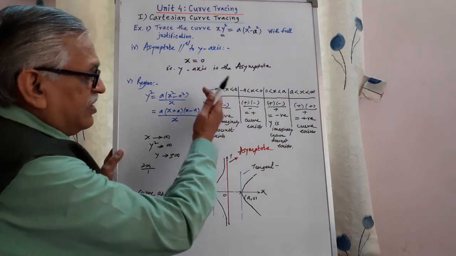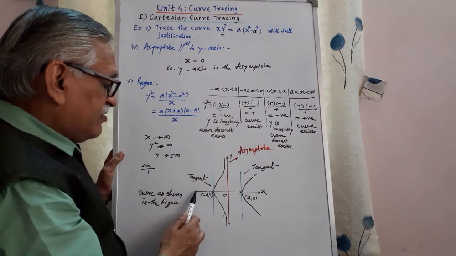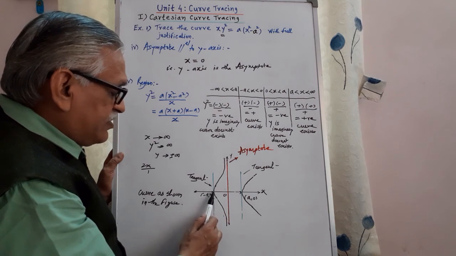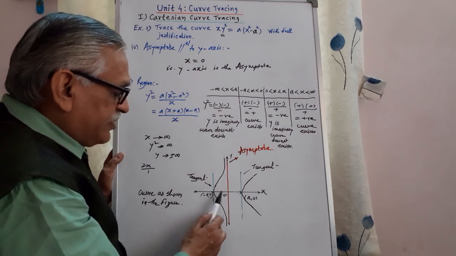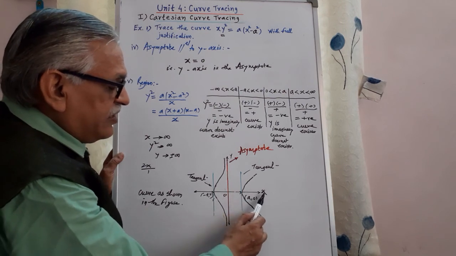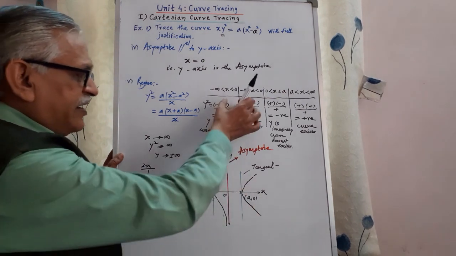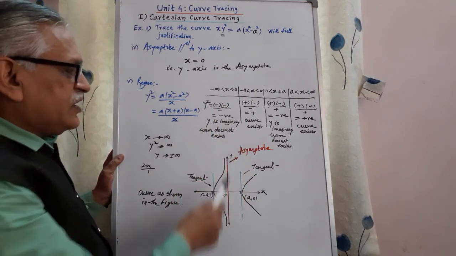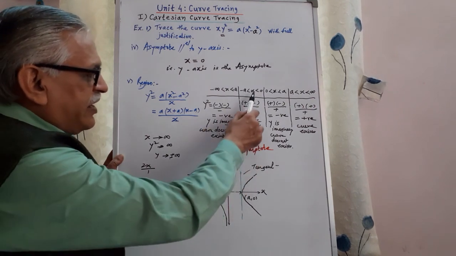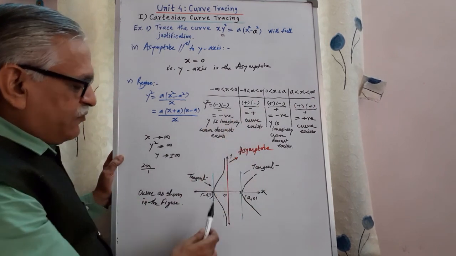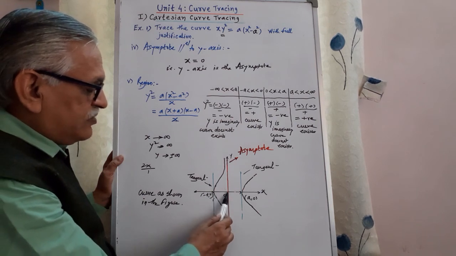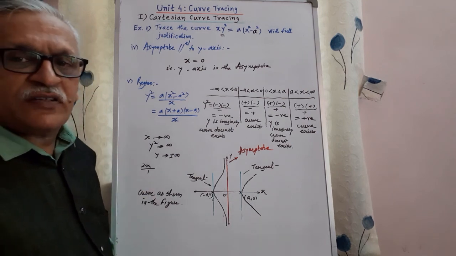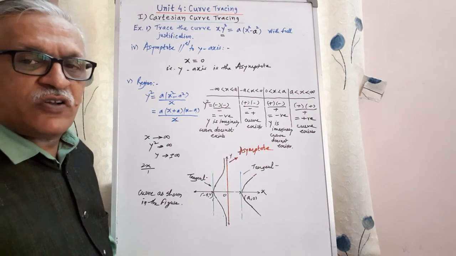What is important here? This division of region. That region we have to divide in 4 different parts: minus infinity to minus a, minus a to 0, 0 to a, and a to infinity. And then we require to obtain the sign of y square, whether it is positive or negative. If it becomes negative, the curve does not exist, and if the sign is positive, the curve exists. Therefore, we have two parts where y square is positive, means the curve exists, and two parts where y square is negative, means the curve does not exist.